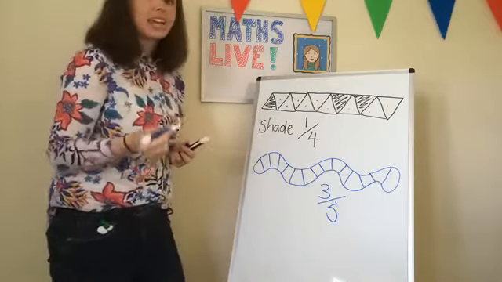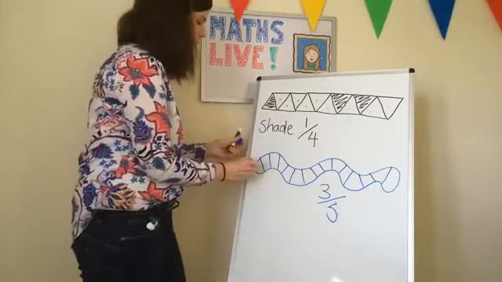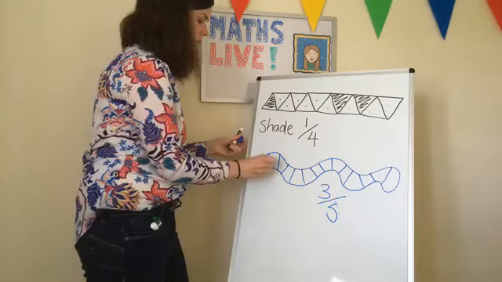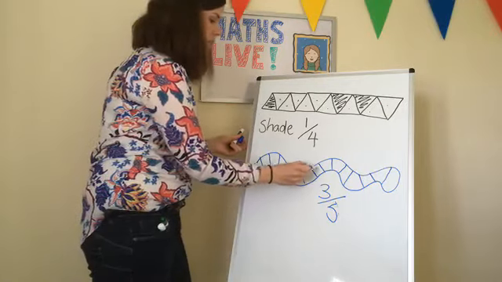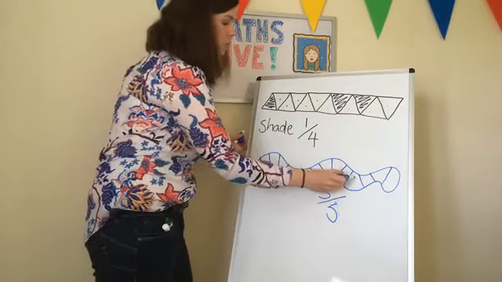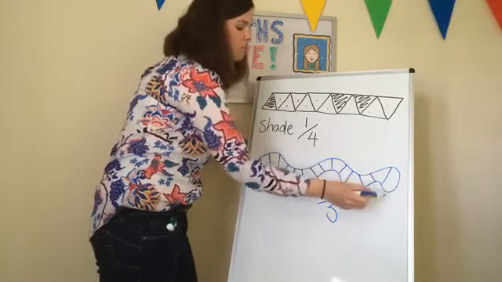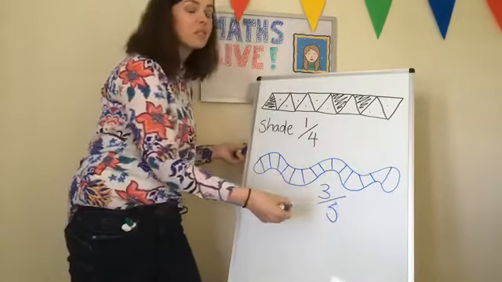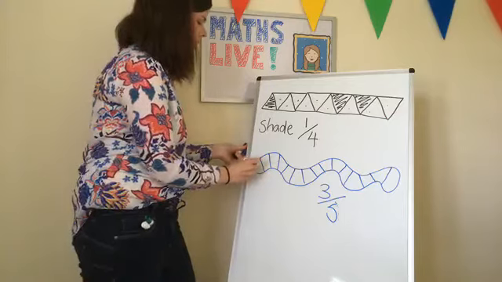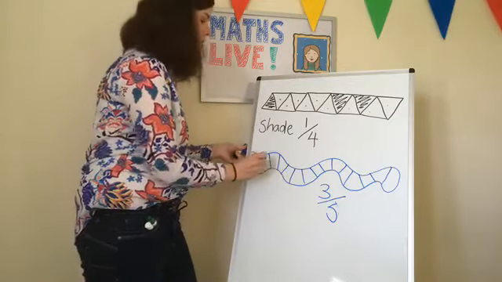Now for this one, it's 3/5, and we're just going to count how many parts there are. So there's 1, 2, 3, 4, 5, 6, 7, 8, 9, 10, 11, 12, 13, 14, 15. Do you notice that 15 is in the 5 times table? So for every 5 parts, I'm going to shade in 3.